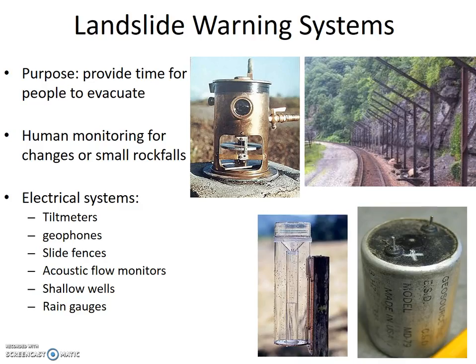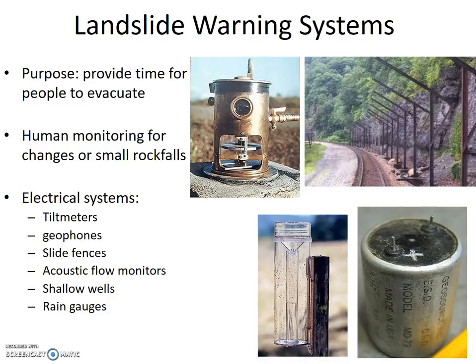Another mitigation strategy is a landslide warning system. The purpose is to provide time for people to evacuate. Options include human monitoring for changes or small rockfalls, and electrical systems such as tilt meters, geophones, slide fences, acoustic flow monitors, shallow wells, and rain gauges.